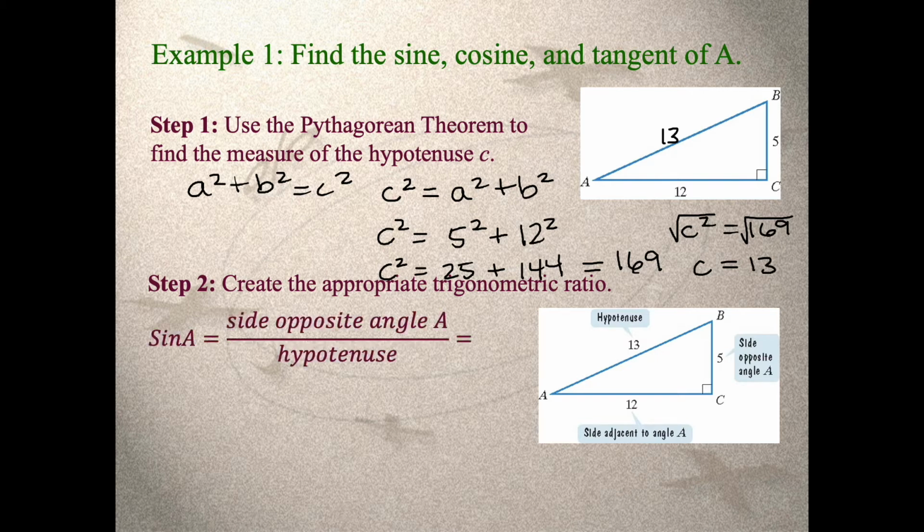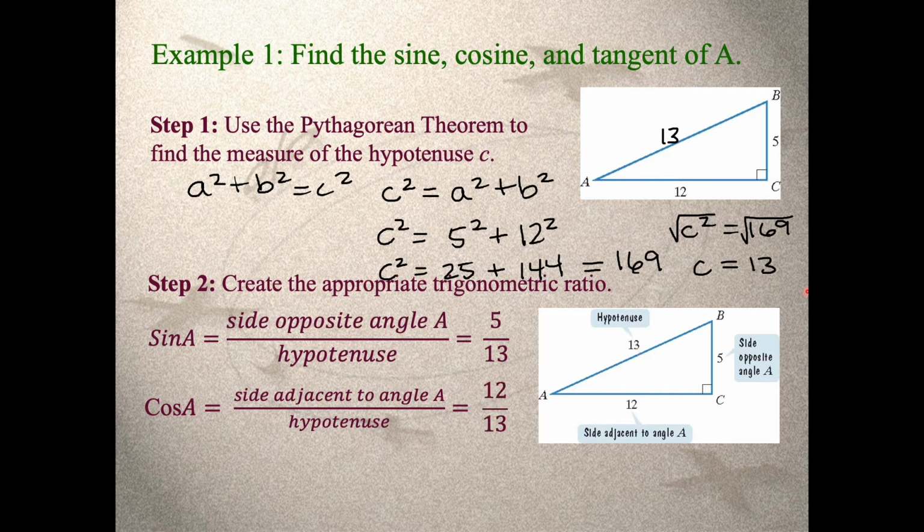So let's go ahead and start out with the sine of A. This is the side opposite angle A over the hypotenuse. So remember, our side opposite is 5, our hypotenuse is 13. So that's going to create a fraction of 5 over 13. Next, we want to create the cosine of A. That's the side adjacent to angle A over the hypotenuse. So creating our fraction, we need a numerator of 12 over the denominator of 13. So adjacent over hypotenuse gives us 12 over 13.